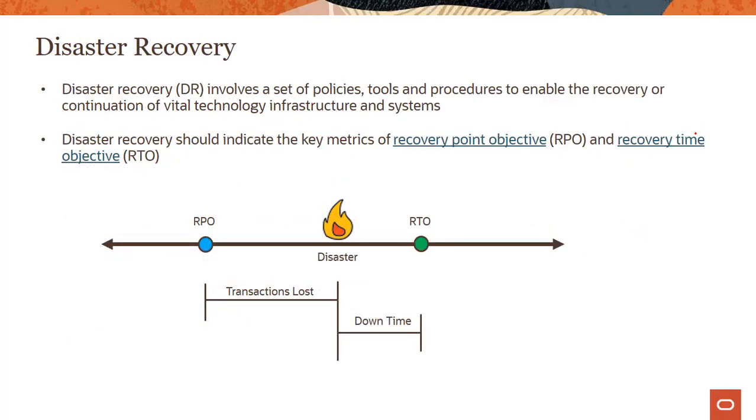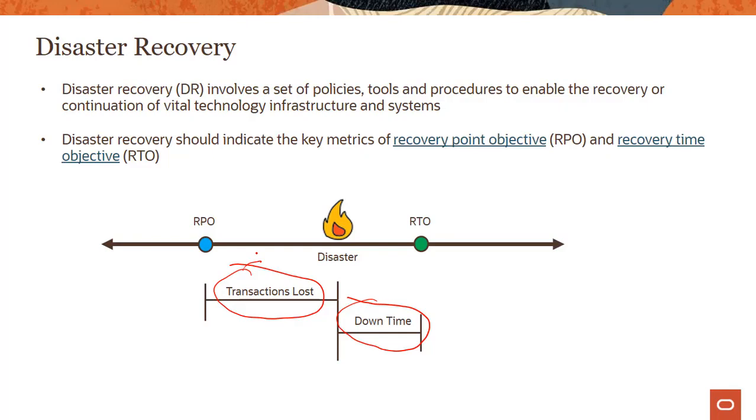The next concept which you need to understand in cloud is disaster recovery. It involves a set of policies, tools, and procedures to enable the recovery or continuation of your technology infrastructure and systems. Now, the two key definitions which come up all the time are recovery point objective and recovery time objective. So what do these things mean? At a very high level, recovery time objective basically means how much downtime your business can tolerate. Recovery point objective basically means how much data loss or transaction loss your business can tolerate.